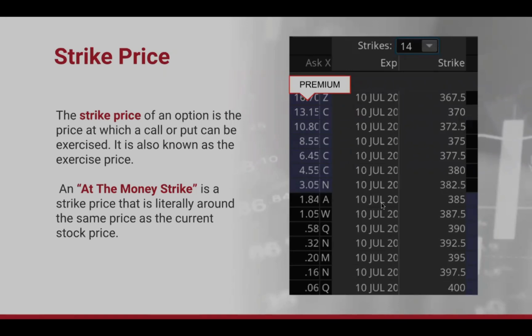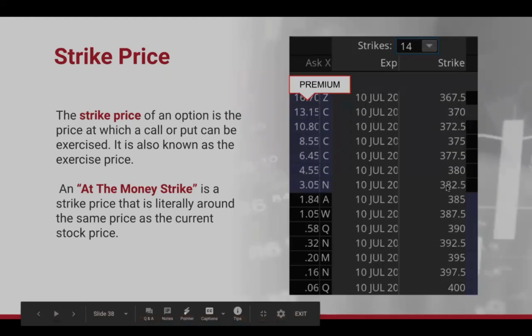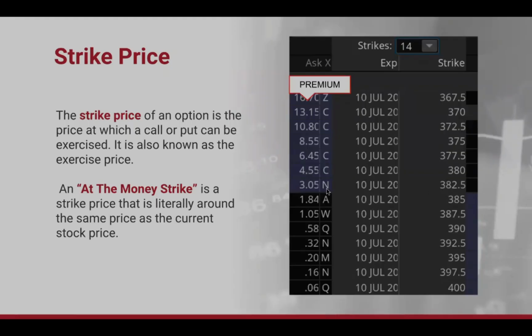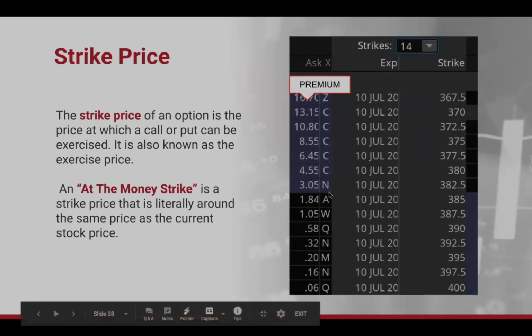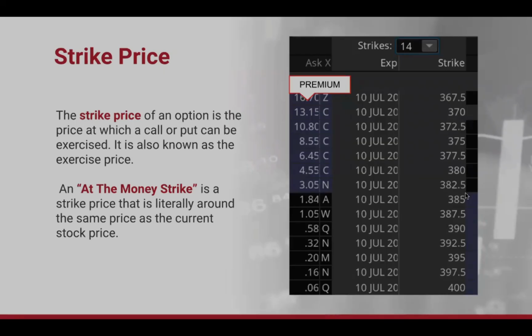All right. And I'm going to show you guys how to pick it. But for now, we just need to know what the strikes mean. You have at the money. You're going to hear people talk about in the money, and you're going to hear people talk about out of the money. In the money means anything that's lower than the stock price. If the stock price right now is $383, in the money is anything lower than $383.